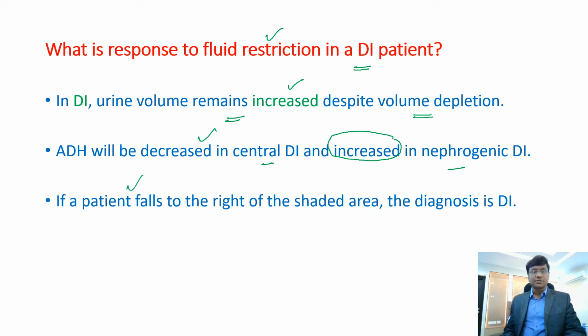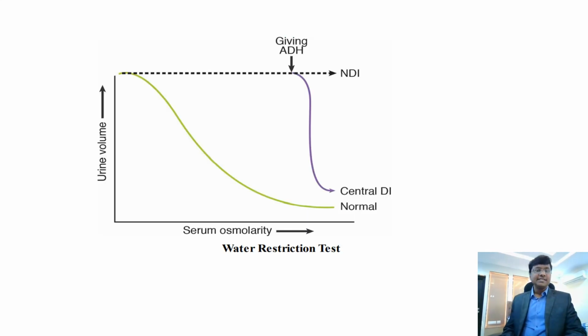So, I'll just show you a graph here. That graph will explain it to you. Now, see, this is in a normal individual. This green line is in a normal individual. Whenever you do a water deprivation, what will happen? The urine volume decreases and serum osmolality increases. That is what will happen whenever you do a water restriction in a normal individual.